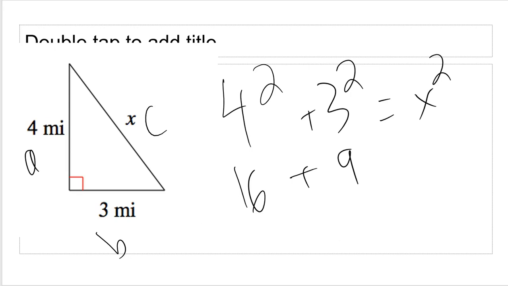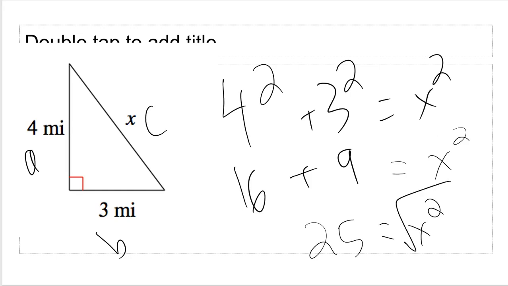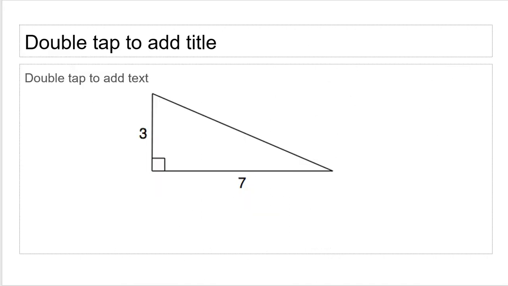Alright, so in this one we have 4 squared plus 3 squared equals x squared. So we just make 4 squared plus 3 squared, and then we get 16 plus 9 equals x squared. And then we're going to take 16 plus 9 and get 25 equals x squared, and then we simply square root. So we get x equals 5.